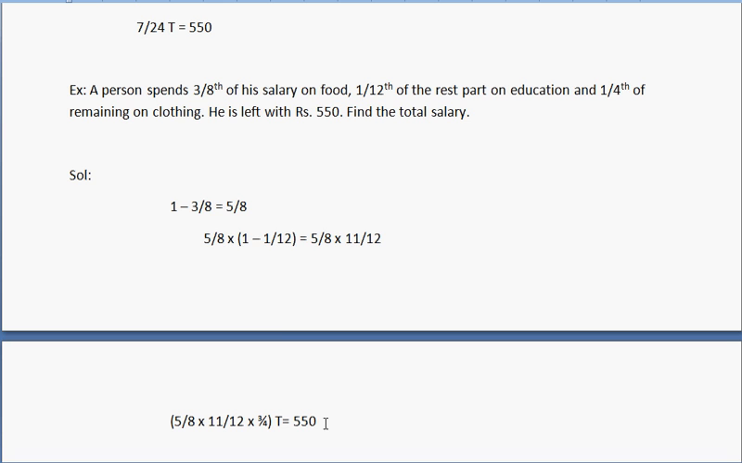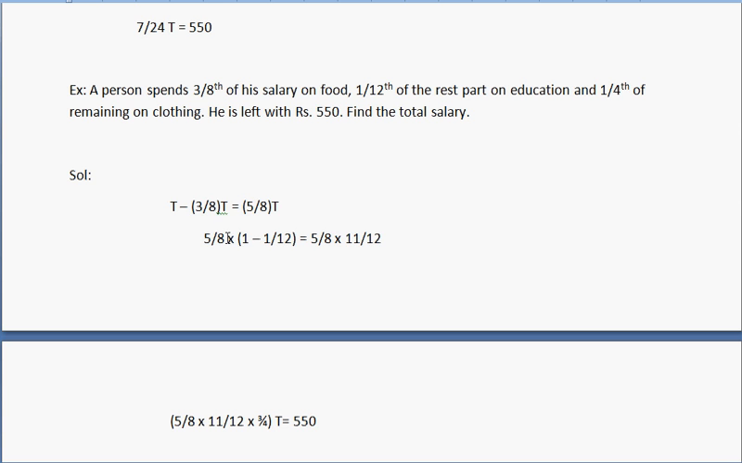So this is how we do it. Again, how are we doing it? Initially he has the complete salary, which is 1. Out of which he has spent 3/8, so now he is left with 5/8 of his total salary. To make things easy, if he has T salary and has spent 3/8, just to make you think in an easier way, he is left with 5/8 of T.